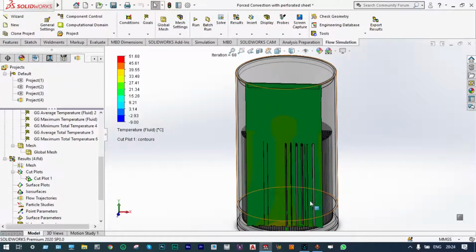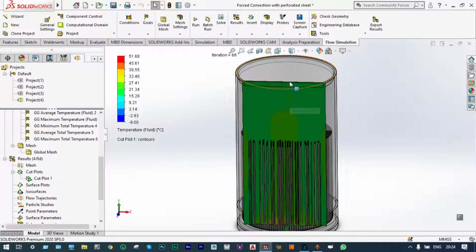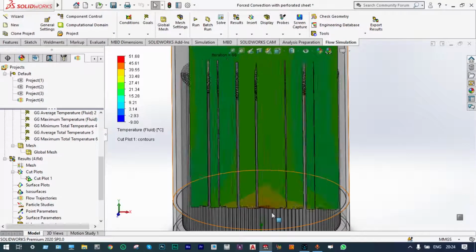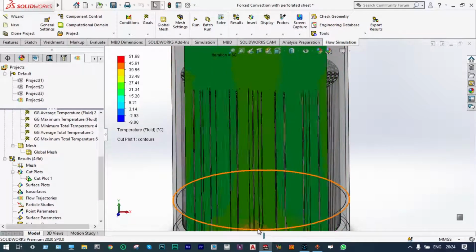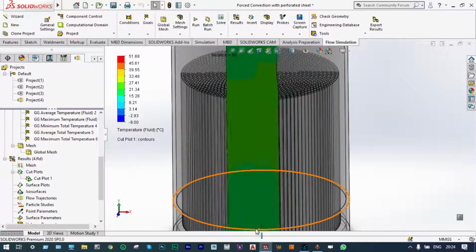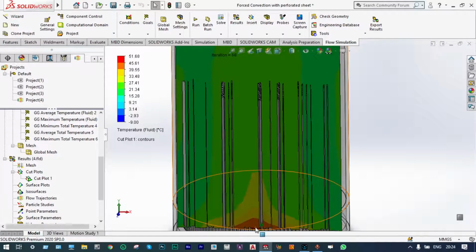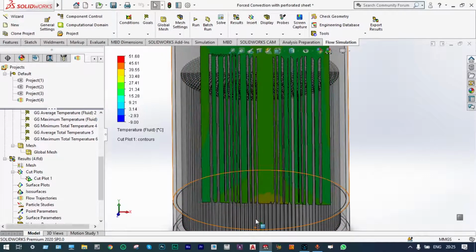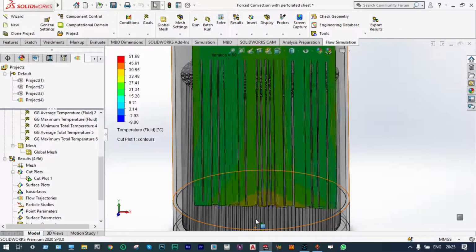You can see how heat is being generated at the middle position, and by forced flow of air from the top side, it is being cooled. The fins are being heated up by the heat source, and the color you can see at the middle position is red. It is indicating that the temperature at the middle position is 51.68 degrees centigrade, and by the forced flow of air from the top side, it is being cooled.